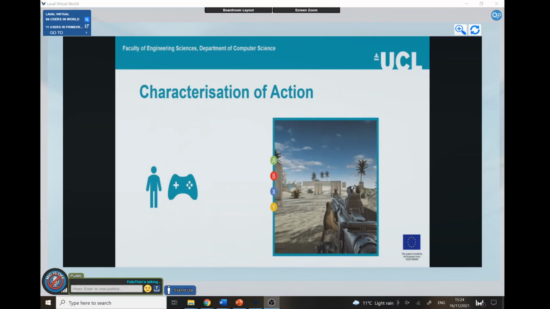However, a bigger issue though is how actions are characterized inside of the games. And actually that's the problem right there, because the actions are not actually characterized inside of the game.